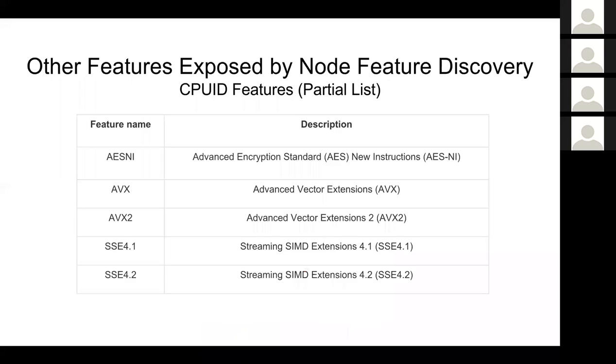In the example case, we only saw affinity and anti-affinity to a feature that is turbo boost, but we also expose other features using our discovery software. You can look at the set of features that we expose by going to our GitHub repo.